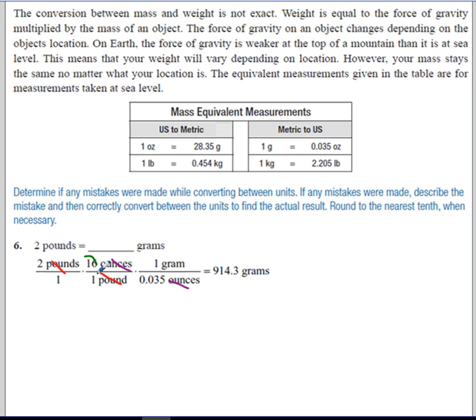16 ounces are in a pound, that's good. That was from our before US conversions, and then 1 gram is 0.035 ounces. That is right here in the chart. So that is good. So we're going to multiply 2 times 16, which is 32, and divide that by 0.035, and that gives us 914.3 grams. So that is correct.